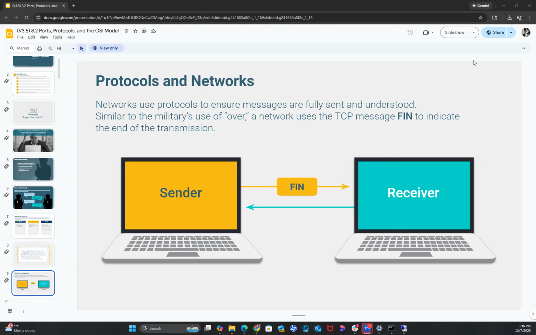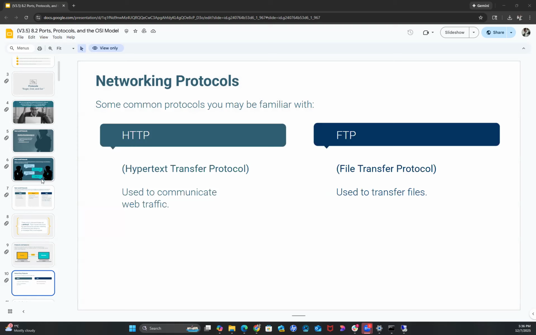So for example, networking protocols are used for many communication tasks. Same thing, they are using HTTP and FTP. HTTP means hypertext protocol to communicate web traffic. Anything we use on a website, we are using that HTTP protocol, and FTP is used to transfer a file. When we need to transfer a file, we use the FTP protocol.